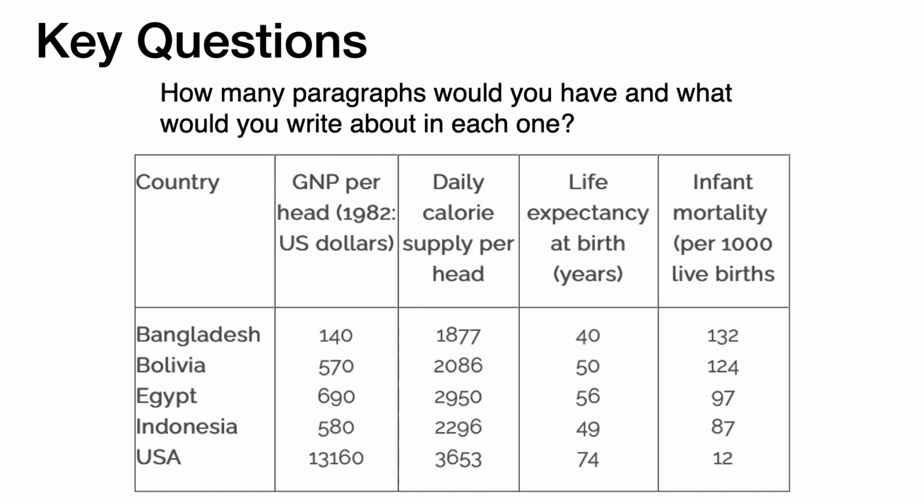How many paragraphs would you have, and what would you write about in each one? Well, this is connected to the previous points about grouping information. So for example, Bangladesh, Bolivia, Egypt and Indonesia and the USA. So you could group the information in that way. So grouping the information means that is the way you'll organise your body paragraphs, and it will lead to a much more coherent response.